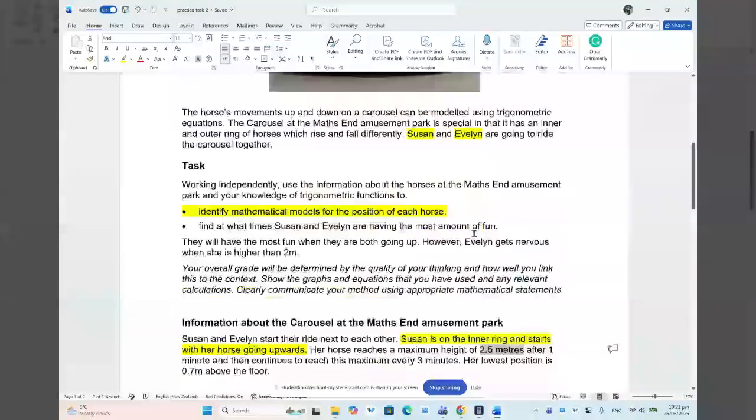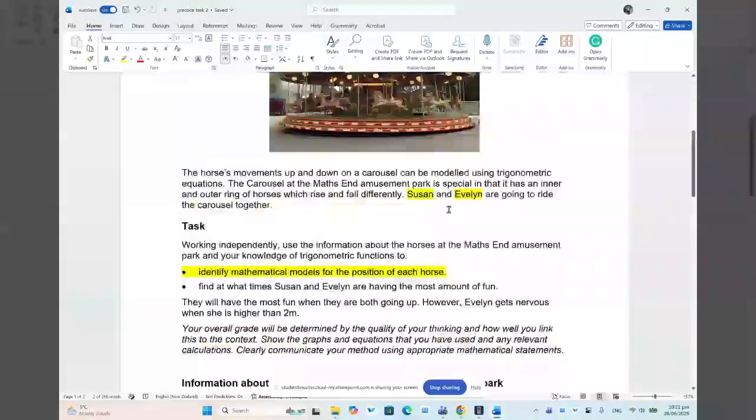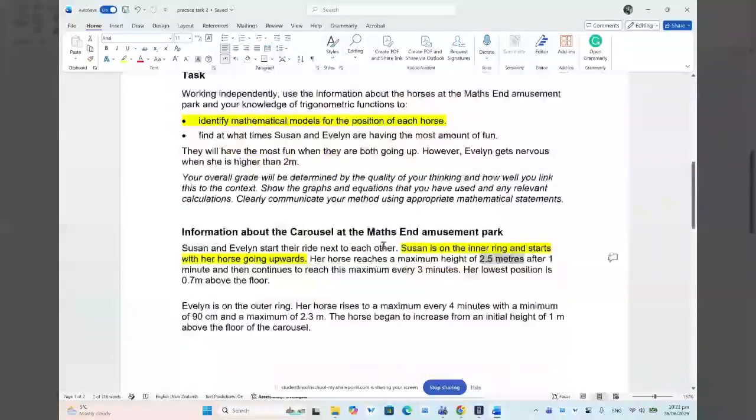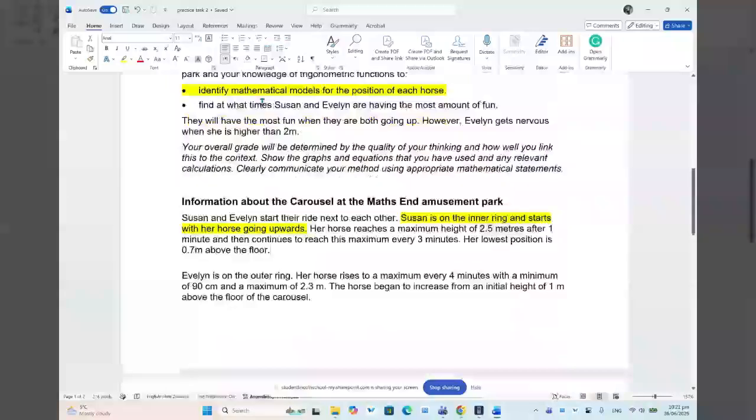So the first task is we need to identify mathematical models for the position of each horse. That's basically just telling us to find the equations that model their movement. You have to have a read through and pick out the important parts. So I've already highlighted some stuff here.